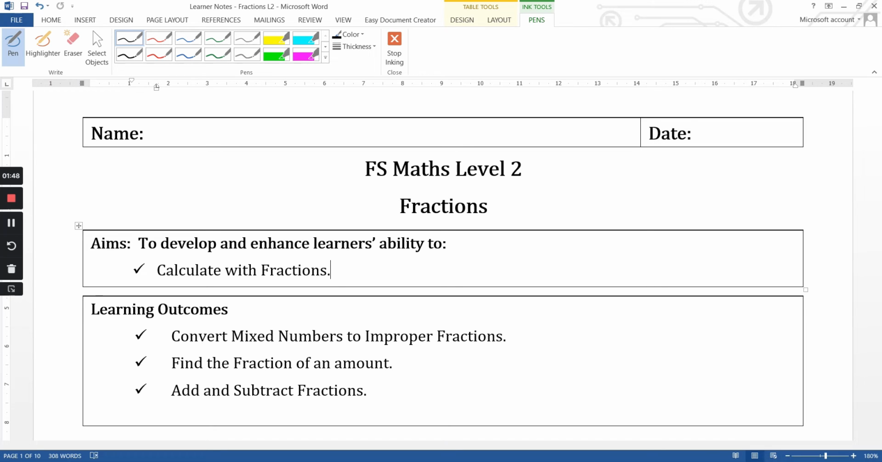hand in hand. So in this one we're going to convert mixed numbers to improper fractions, find the fraction of an amount, and add and subtract fractions.